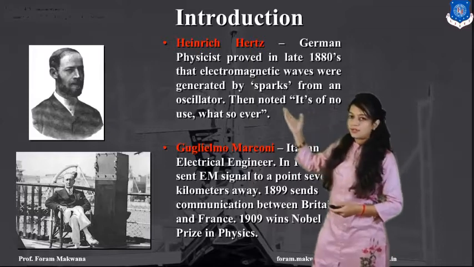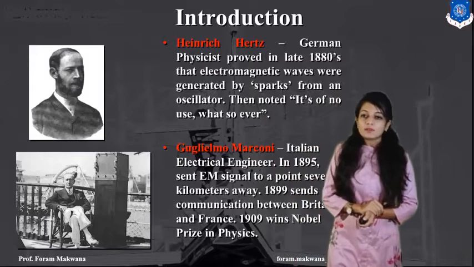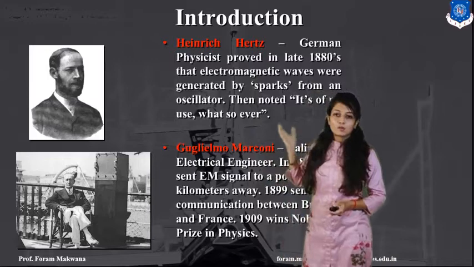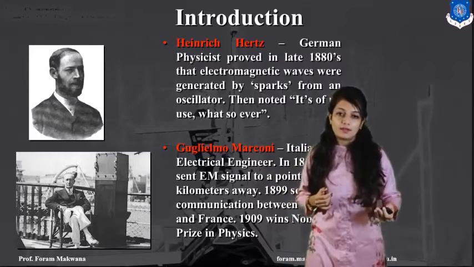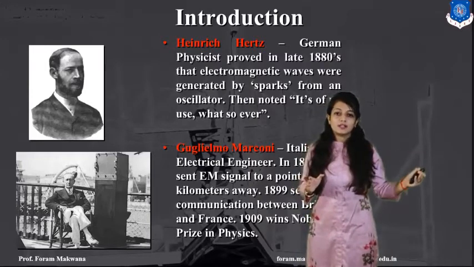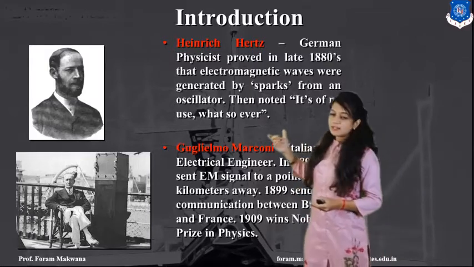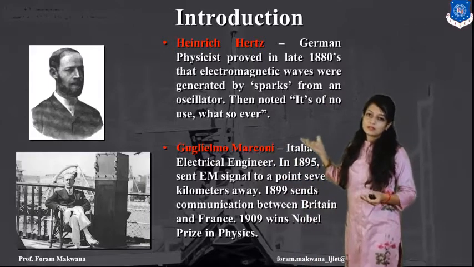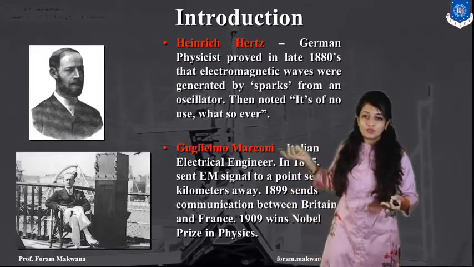As you can see from over here is Heinrich Hertz, a German physicist that proved in the late 1880s that electromagnetic waves can be generated by sparks from an oscillator. And then we know that an oscillator is a continuous signal at a fixed frequency. Right? That means he had noted that it is of no use, because as the electromagnetic wave is generated with the help of a spark, there is no use of it.